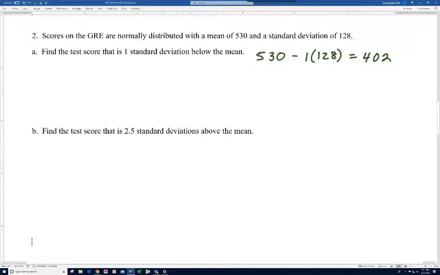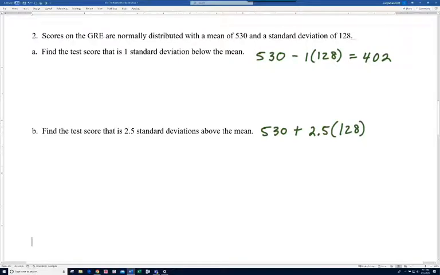So B says find the test score that is 2.5 standard deviations above the mean. So we're going to start at our mean of 530, and we're going to add 2.5 standard deviations. And so we'll have to multiply 128 by 2.5.